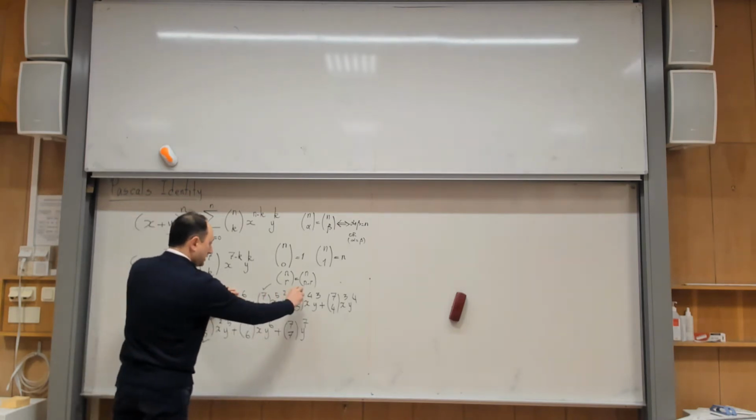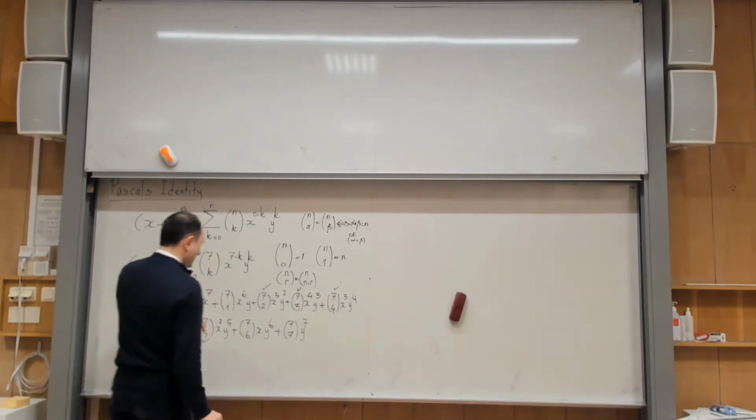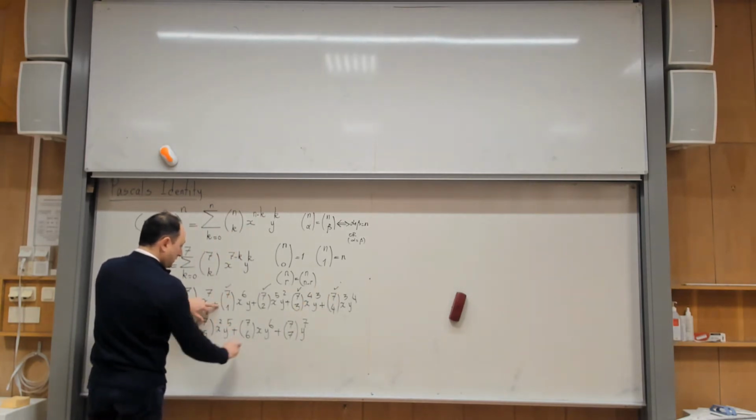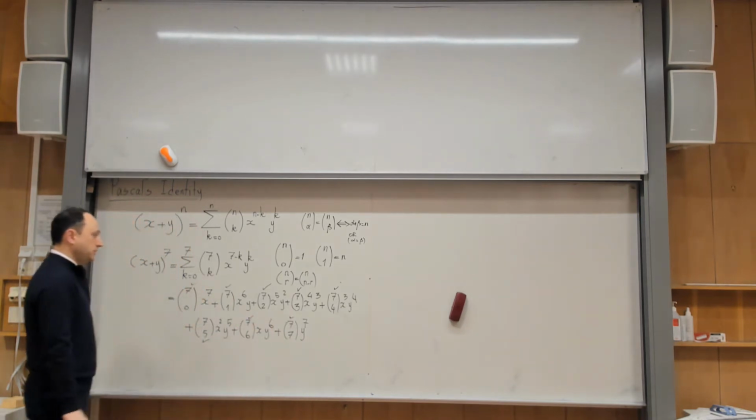By calculating this one, I also know this. And by calculating this one, I know this. By calculating this one, I know this. So this is completely symmetric. But at least I have to do some calculations.